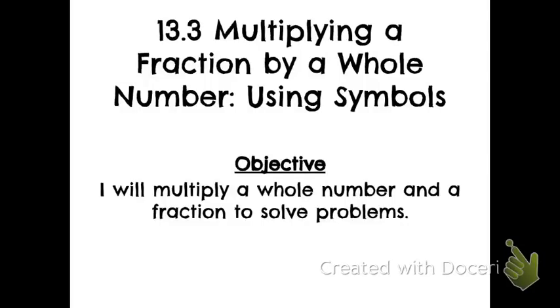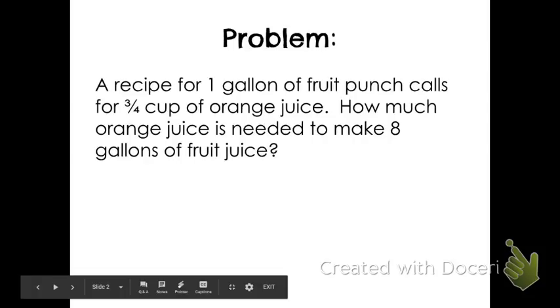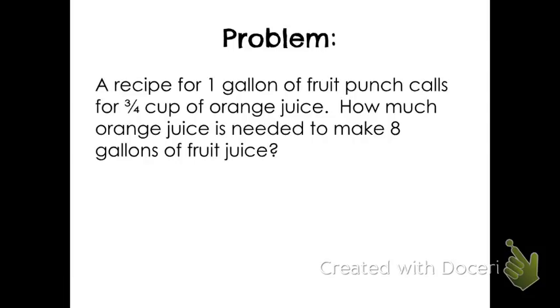Today's lesson is 13.3, multiplying a fraction by a whole number using symbols. The objective for today is that I will multiply a whole number and a fraction to solve problems. The first problem we're looking at says, a recipe for a 1-gallon fruit punch calls for 3/4 of a cup of orange juice. How much orange juice is needed to make 8 gallons of fruit juice?